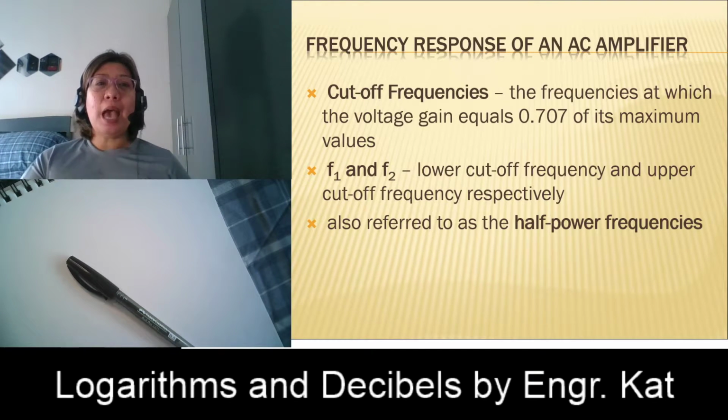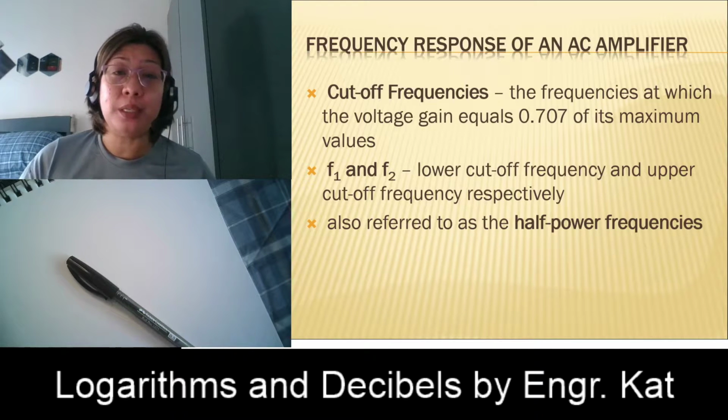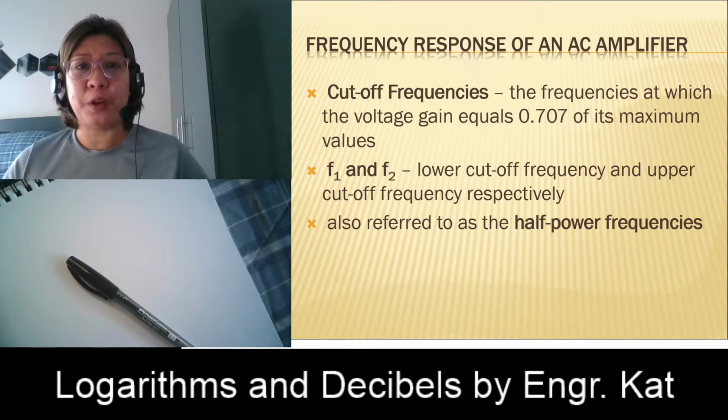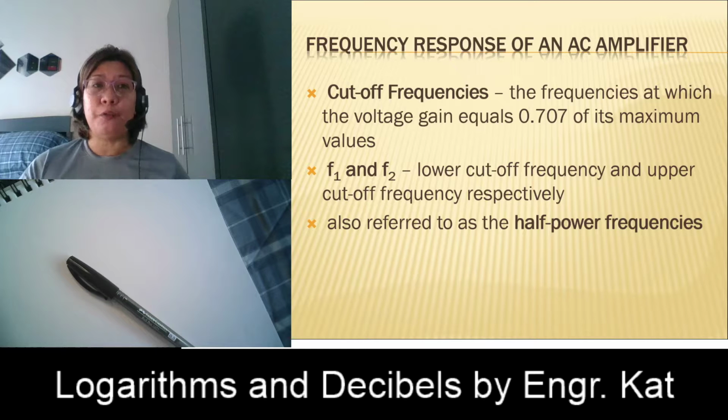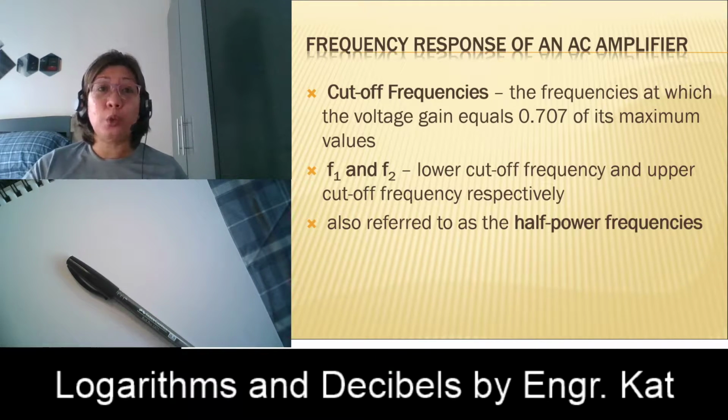So we have these lower frequencies and higher frequencies, and we call them cut-off frequencies. Cut-off frequencies are the frequencies at which the voltage gain equals 0.707 of its maximum value. Later, we will be discussing why 0.707, where this 0.707 came from. But for now, let's just accept that at cutoff frequencies, your voltage gain is equal to 0.707 of your maximum value.